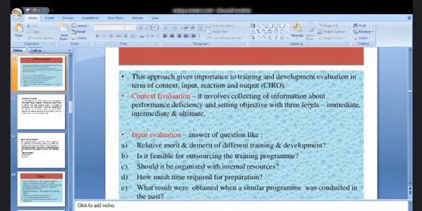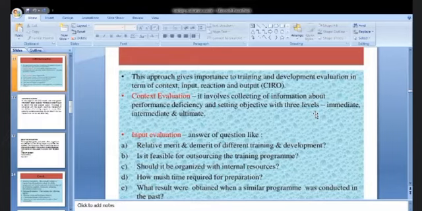So context evaluation involves collecting information about the performance deficiency and setting the objectives. Collecting the information about the differences in the performance, as I said, the operational and performance situation, identifying whether there are any differences, and then setting the objectives at three levels: immediate objectives, intermediate objectives, and ultimate objectives. What is ultimate, what is immediate, and what is intermediate have been explained to you.